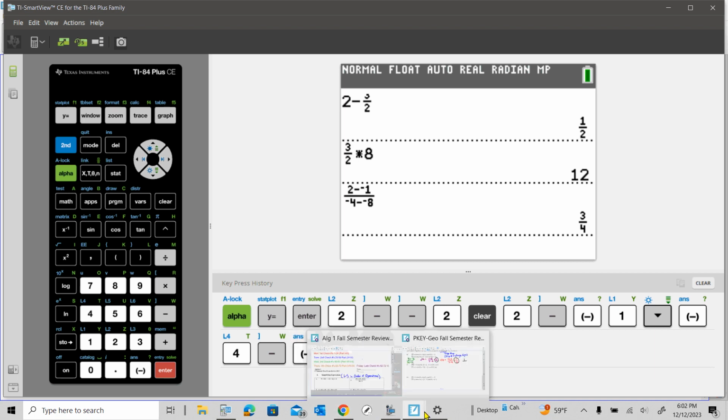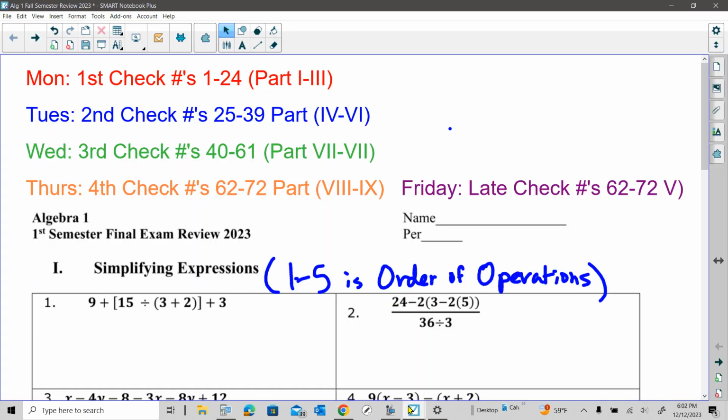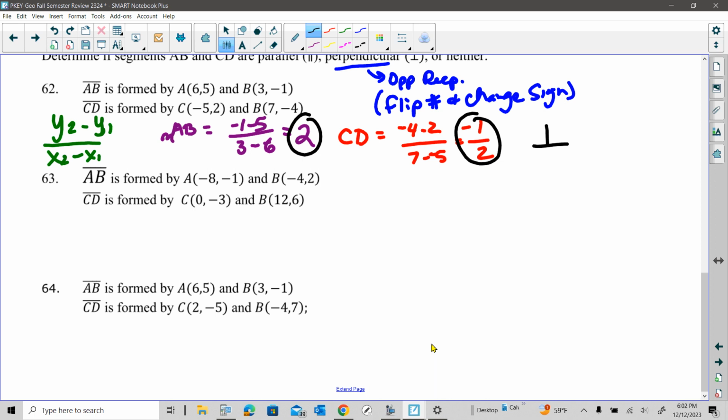You need to finish this. I'm not really going to do this. This should be double review because we did this in Algebra 1 as well. So just determine if the numbers are the same, if they're a flip and change, or neither of that, okay?